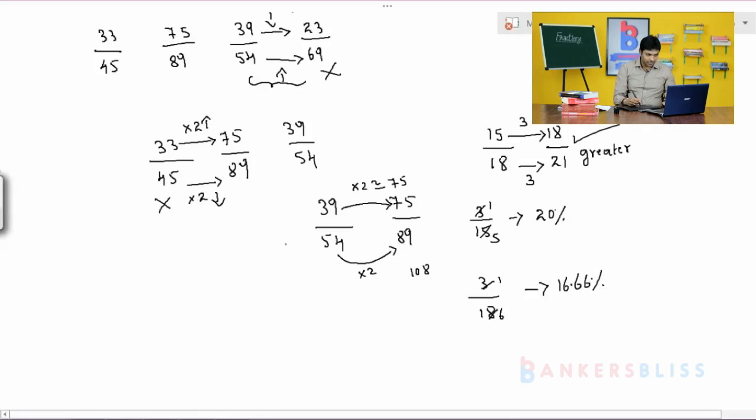In this fraction, the numerator increasing rate is more than the denominator increasing rate. Therefore, this is the maximum one. So you have so many concepts to analyze which is greatest and which is lowest. Please don't go for the traditional method of into 100, where you have to do so many calculations and it takes too much time. Okay, so let's go to the problems. Problem number 1.